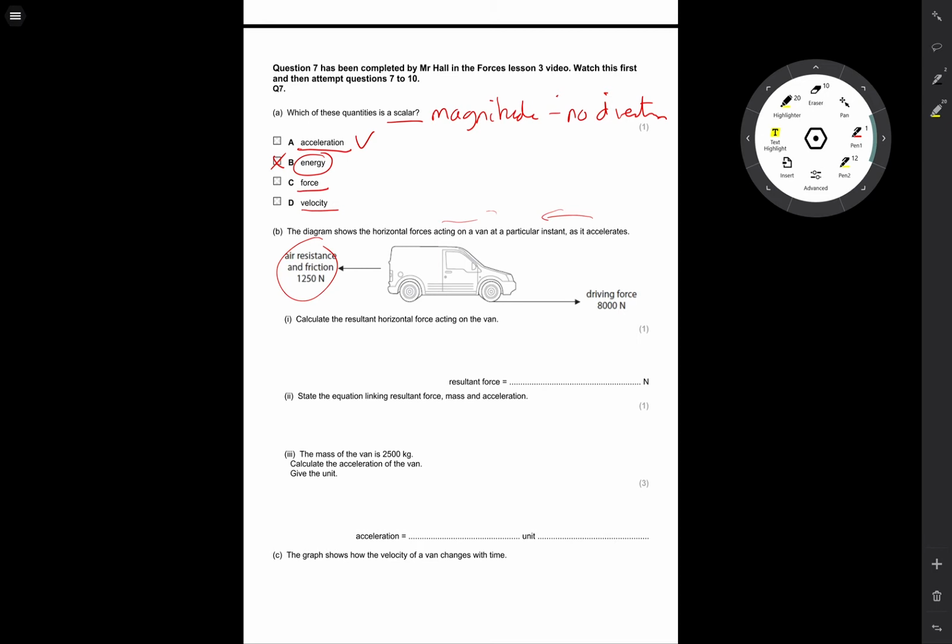So it's quite normal to consider forces going this way to be positive, and therefore forces going this way to be negative. So in this case, I've got my driving force, which is 8,000, which has got a plus sign. I'm going to add to that my air resistance, which is a minus 1,250. And I'm sure we're aware that a plus and a minus make a minus. So we end up with our answer of 6,750, and that's a positive value. So that's 6,750 newtons. And a positive value means it's going to the right.